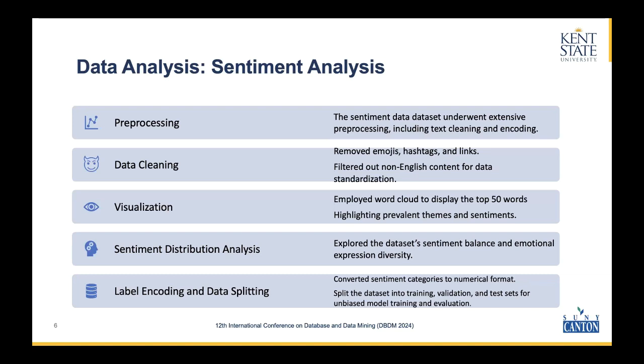The word cloud visualization was used to display the 50 most common words in the tweets, providing a visual representation of the prevailing themes and sentiments in the data. Label encoding was done to convert sentiment categories into numeric format. The dataset was then split into training, validation, and test sets, ensuring a balanced representation of sentiments across the subsets.